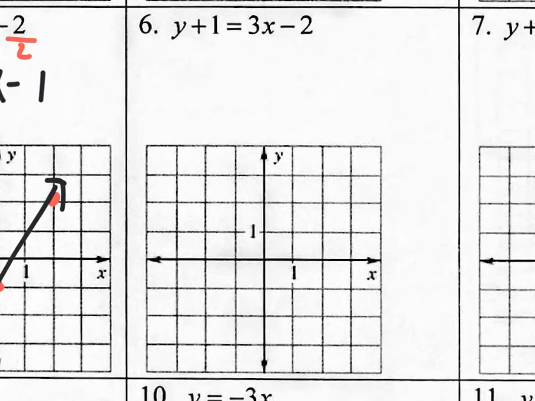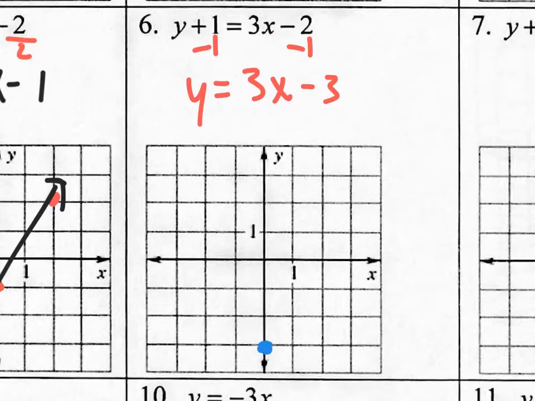Number 6, is that ready to graph? No. Not yet? Okay, so number 6, let's subtract 1. Subtract 1. Y equals 3x minus 3. And where does that cross the y-axis? At negative 3. Put a dot right there.